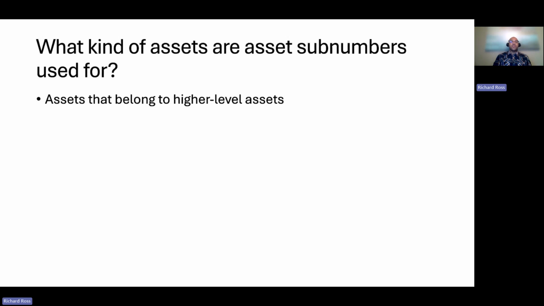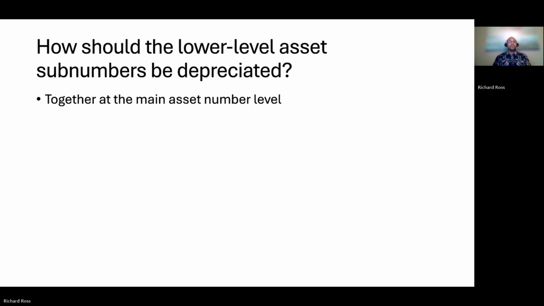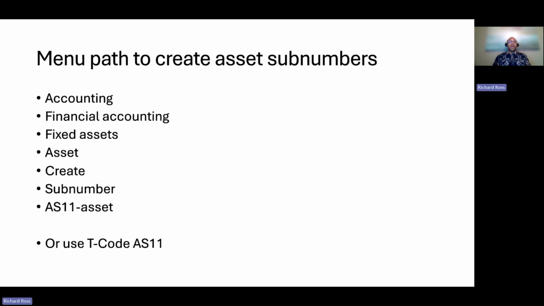What kind of assets are asset subnumbers used for? Assets that belong to higher level assets. How should the lower level asset subnumbers be depreciated? Together at the main asset number level. Menu path to create asset subnumbers: Accounting, financial accounting, fixed assets, asset, create, subnumber AS11 asset, or use T code AS11.